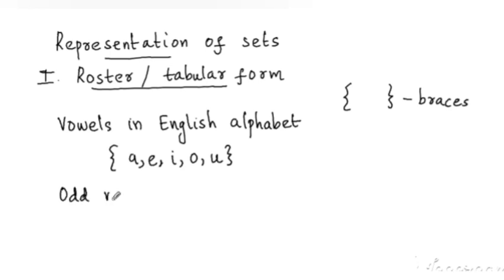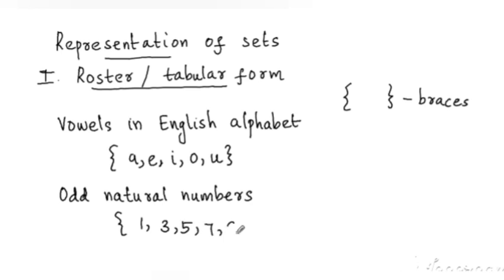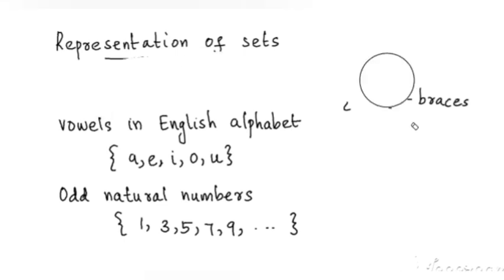Now consider one more set. Suppose we take odd natural numbers, so that should be natural numbers and odd. Odd natural numbers include 1, 3, 5, 7, 9, etc. So this is an infinite collection. Actually, an infinite number of elements are there. So you can write it like this. This is the method.